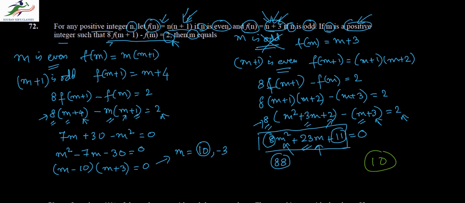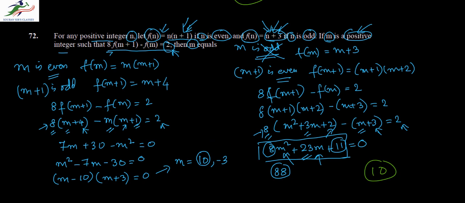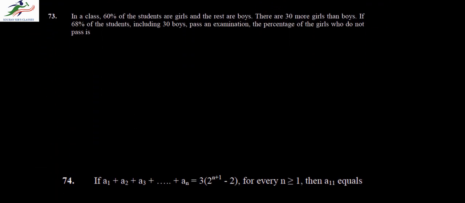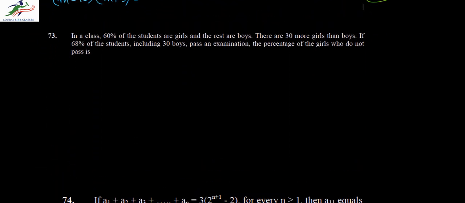We move to the next question, which says, in a class 60% of the students are girls and the rest are boys. So we have girls and boys. So girls are 60%, therefore boys are 40%. There are 30 more girls than boys. So the difference between girls and boys is 30 students.